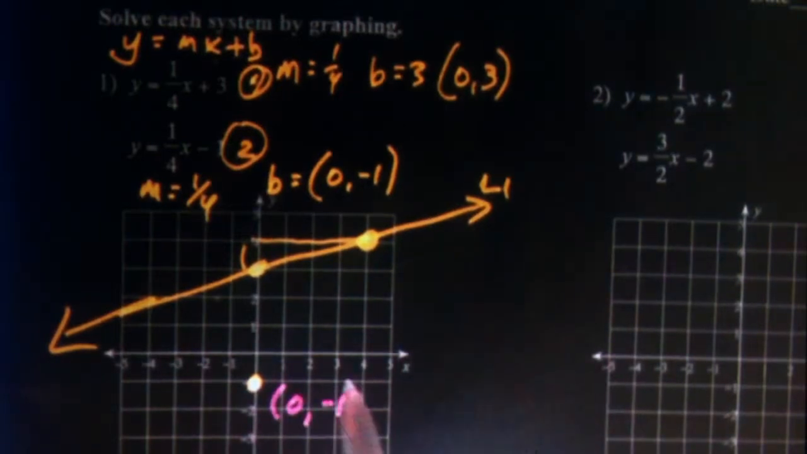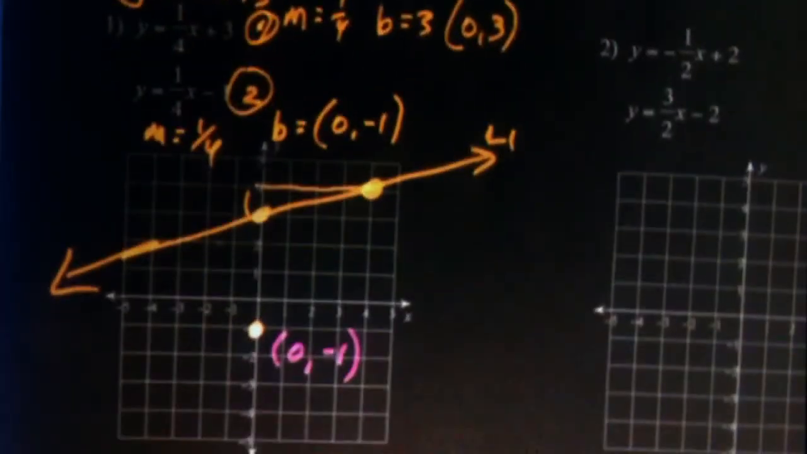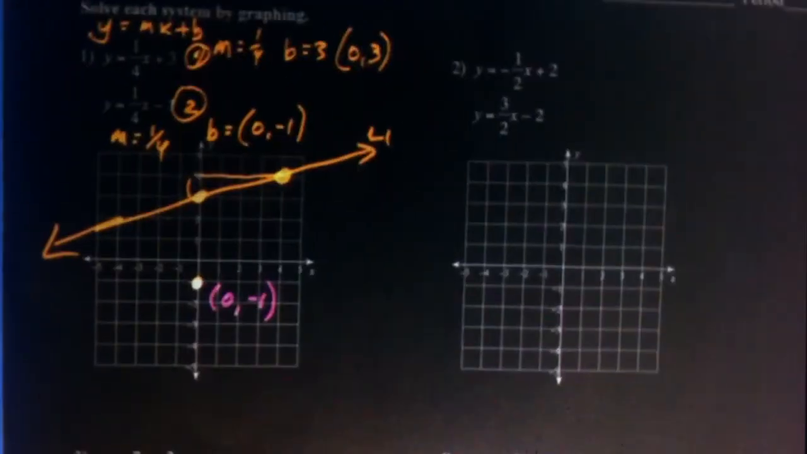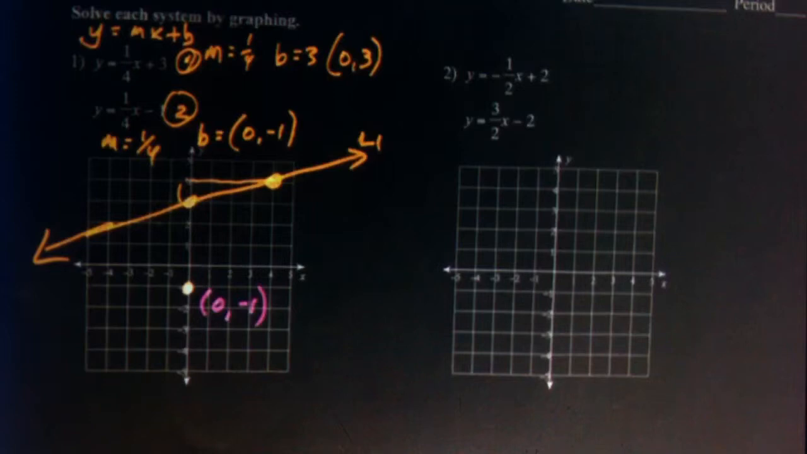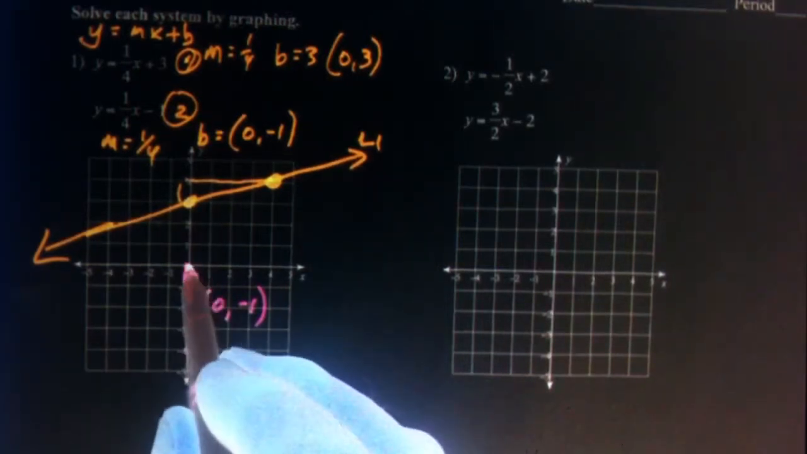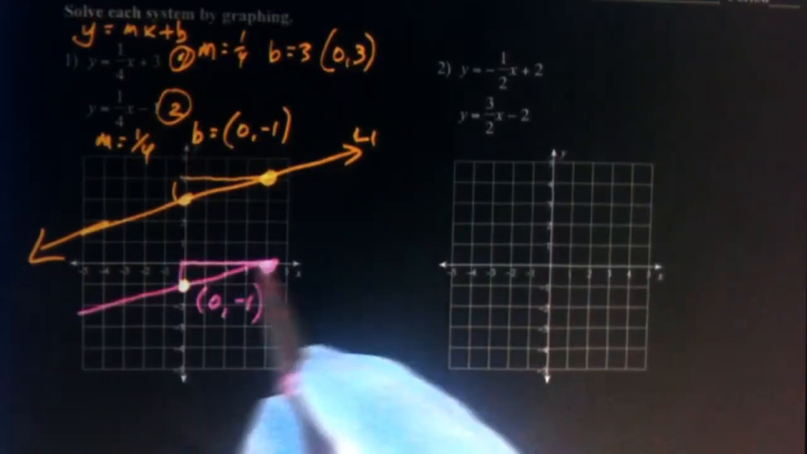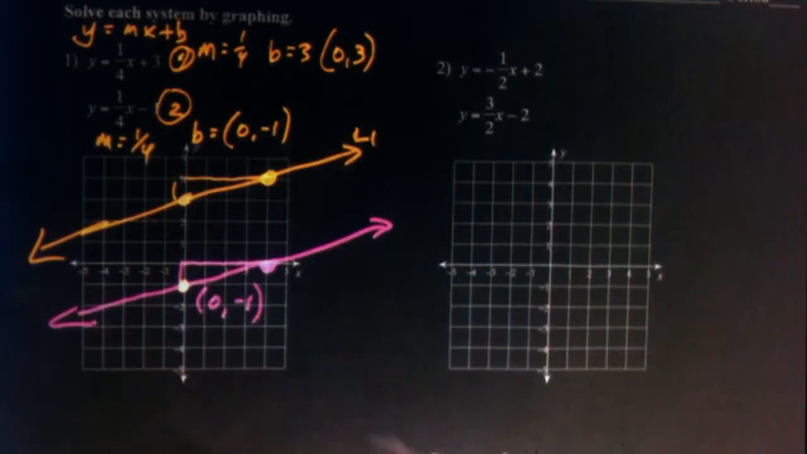And again, notice that it always has a 0 for our x-coordinate, and it is going to have -1 for the y-coordinate. We're going to draw a line once we know the slope. The slope is 1/4. We go up 1 over 4, and our second point is right there. And we draw a line going through those two points.